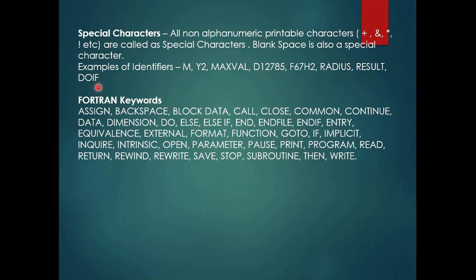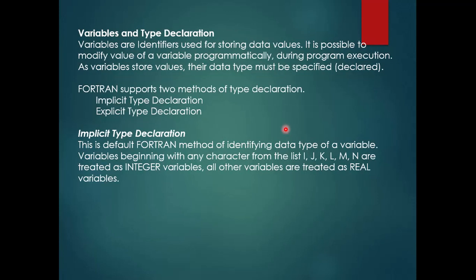So what does keywords mean? Basically these are ASSIGN, BACKSPACE, BLOCK, DATA, CALL, CLOSE, COMMON, CONTINUE, DATA, DIMENSION, DO, ELSE IF, and likewise these are all keywords. Basically these are already in the list of FORTRAN, so you cannot write the same word as an identifier.